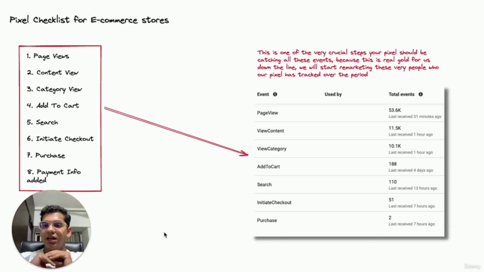Basically, we were tracking everyone who came to the page, the page views. Secondly, we were tracking the content views, people who are viewing our products, and who are viewing the categories. Let's say if you are selling clothes and you have a category of jackets, how many people are viewing the jacket category. So specific to the category we wanted our pixel to track. Then the fourth is adding to cart. Whoever is adding to the cart, I want to track those people.